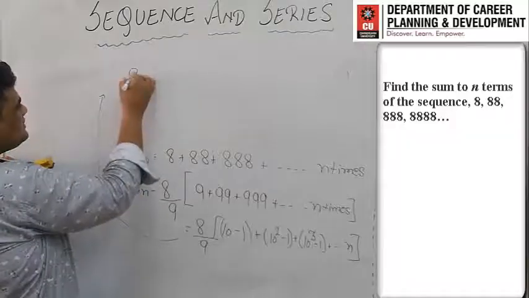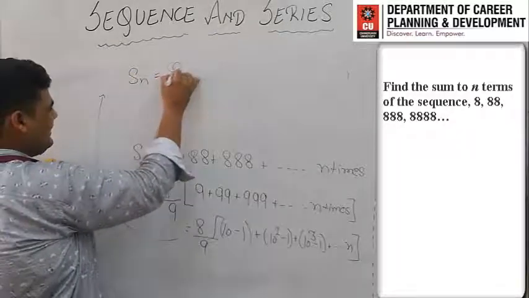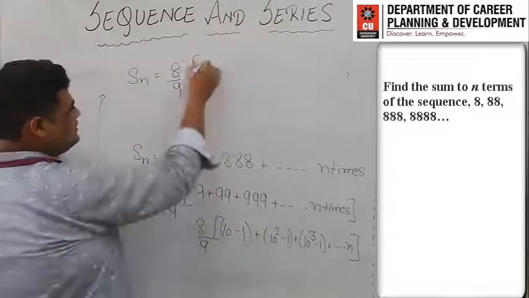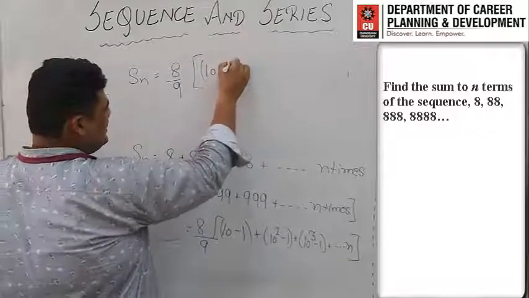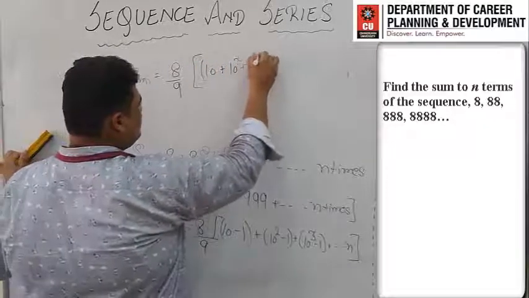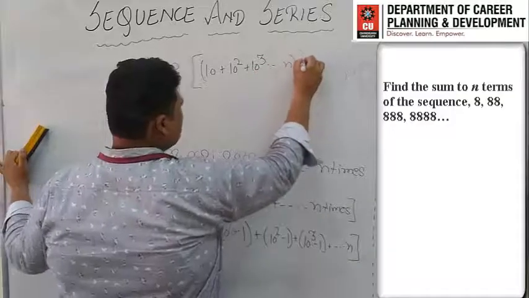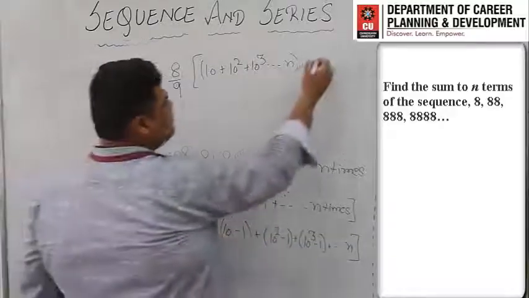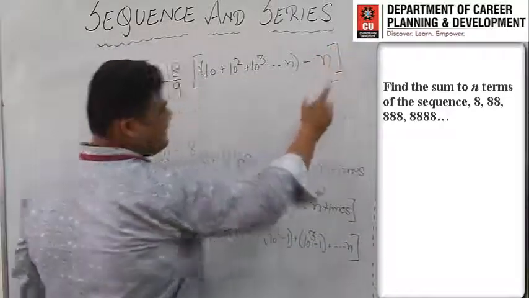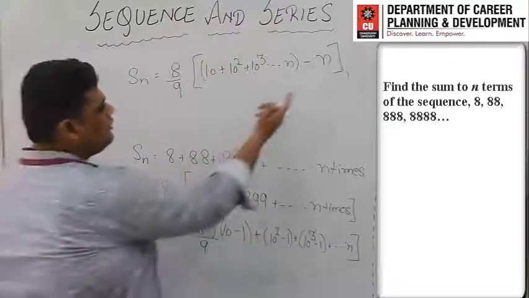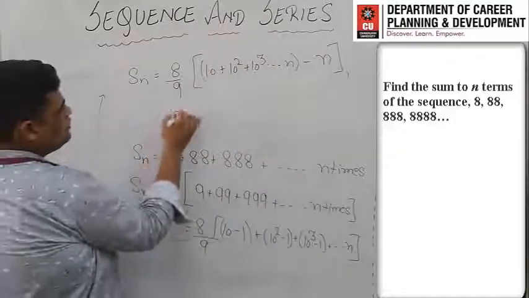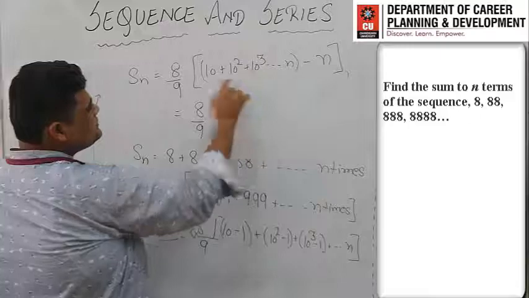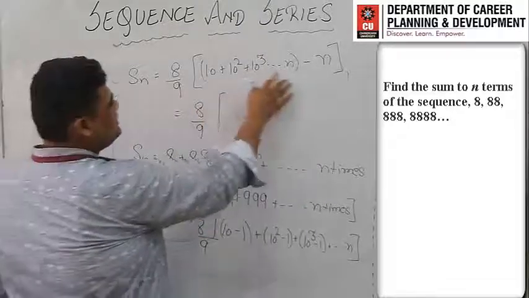Here we can say the sum of n terms is equal to 8 by 9 as it is multiplied. Arrange the series like 10 plus 10 square plus 10 cube continuously till n times, minus, and 1 is coming for n times. So we have to minus n. If we add 1 for n times, the total value comes out as n only. So we can arrange this as 8 by 9. Now apply the formula of sum in GP. This series is in GP.